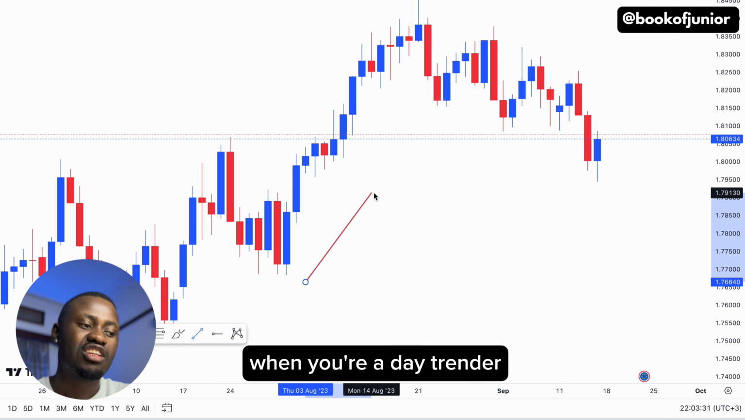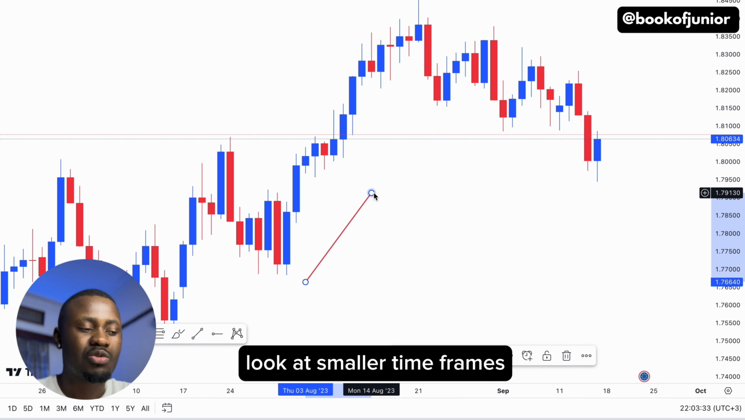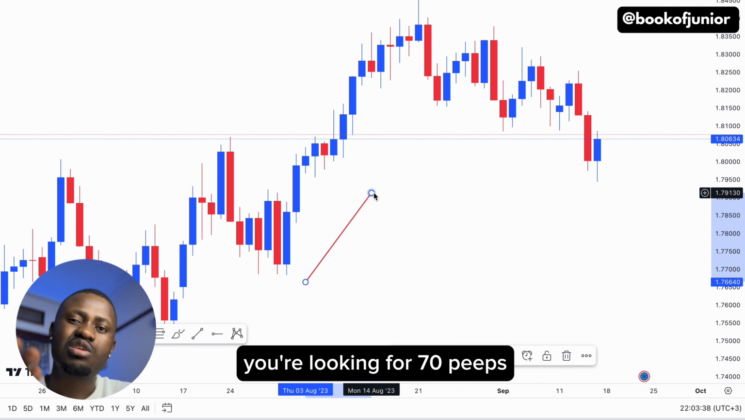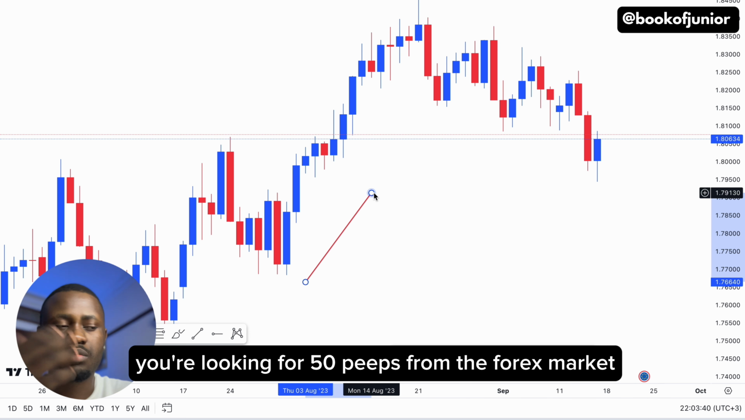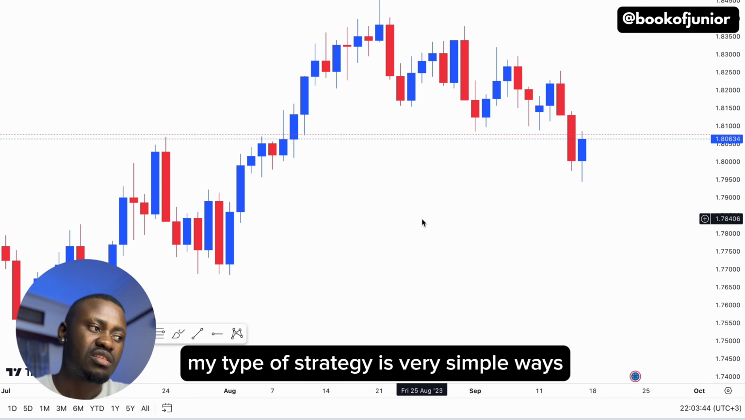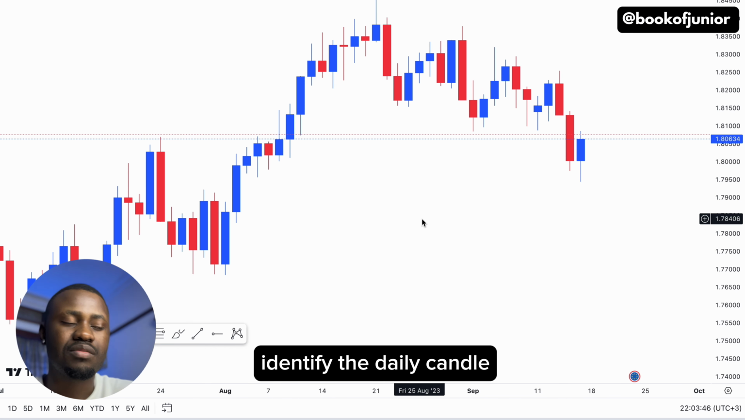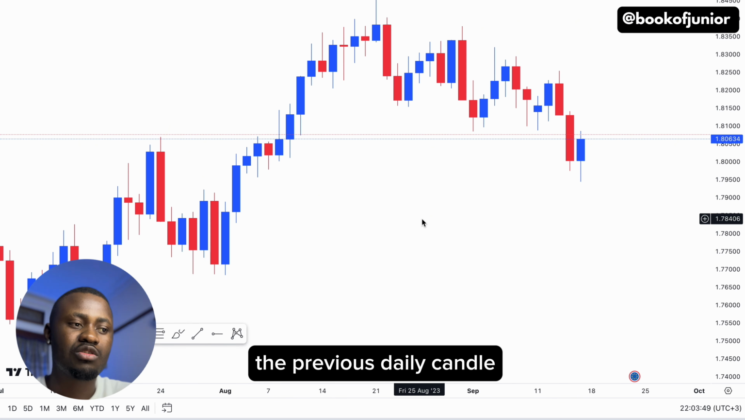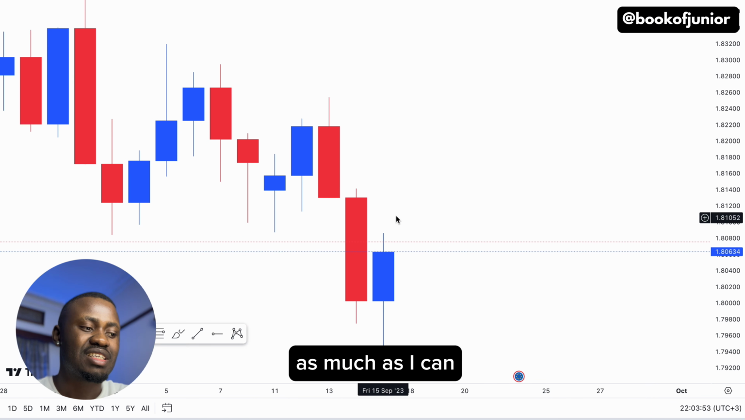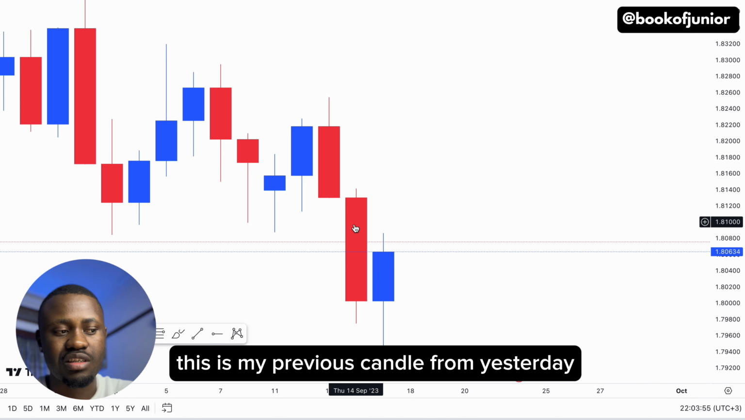When you're a day trader, you need to look at smaller time frames more than higher time frames, because remember, you're looking for 70 pips, you're looking for 50 pips from the forex market. My type of strategy is very simple, guys. The first thing you're always going to do is identify the daily candle, the previous daily candle. Right now you can see I'm on the daily time frame. I'm going to zoom in as much as I can. This is my previous candle from yesterday.